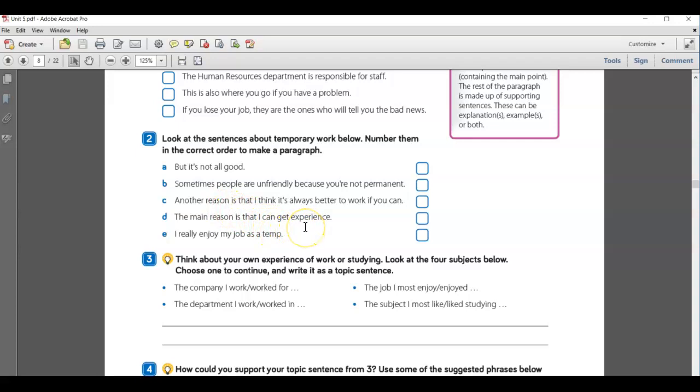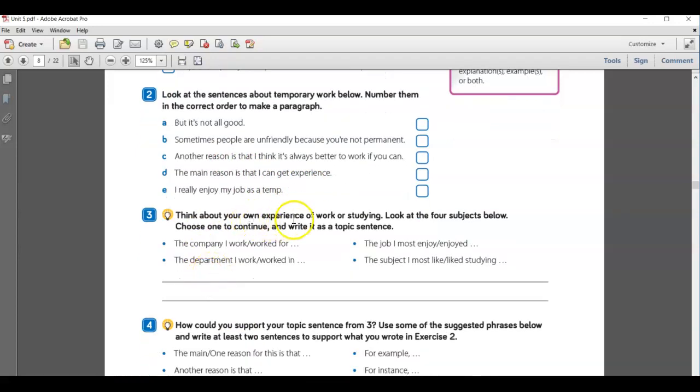Okay. So now think about your own experience of work or studying. Look at the 4 subjects below. Choose one to continue and write it as a topic sentence.